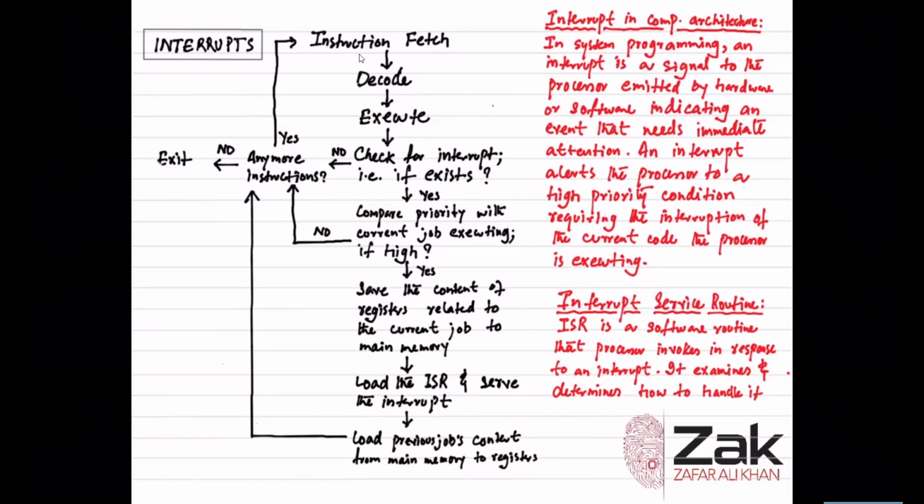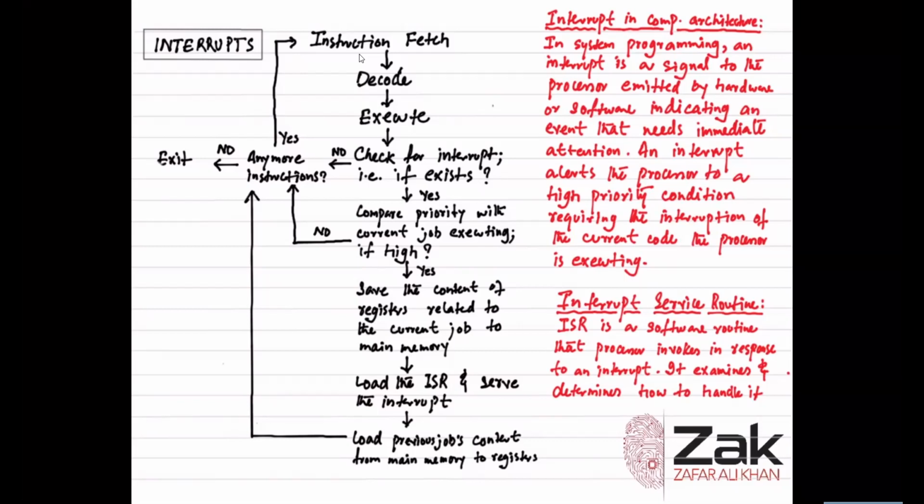Once the interrupt is served, for the previous program, which was the program running when the interrupt was generated, the system loads the previous job's content from the main memory or immediate access store, IAS, back to the registers in the processor, and the previous program's next instruction is again fetched and the process goes on.